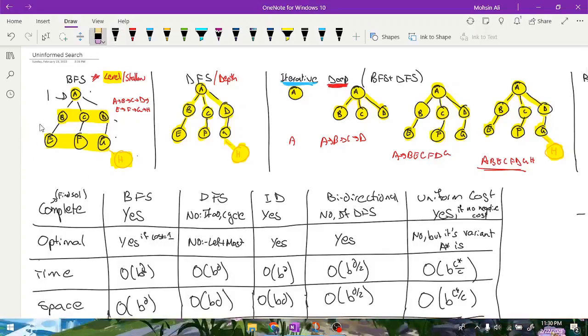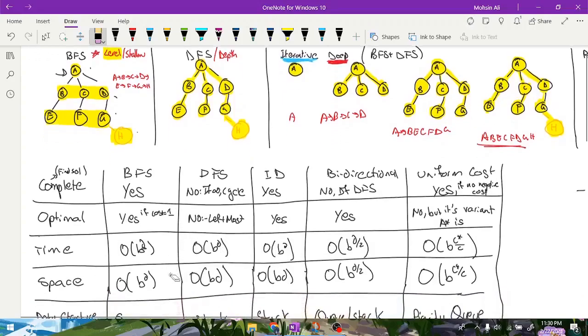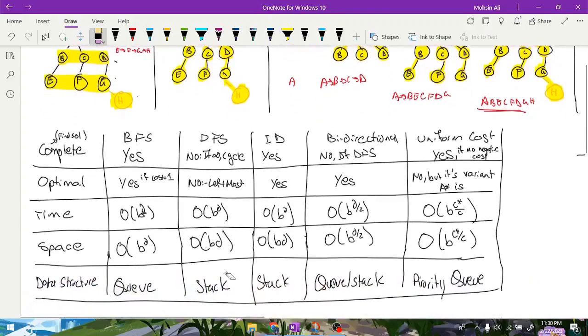Similarly, you have the same time complexity for DFS as well, and also for iterative deepening, but the difference comes in space complexity. Like I was talking about, in BFS you have O(B^D), but in DFS it's O(BD). Like this is to the power and this is multiplying. So this is much smaller than this one. Therefore, iterative deepening also adopts the space complexity of DFS. Then the data structure which is used, BFS uses a queue, DFS uses a stack, and since iterative deepening is a form of depth first search, it will also use a stack.